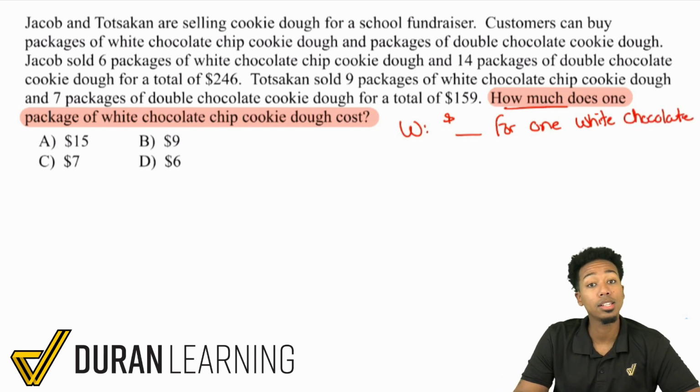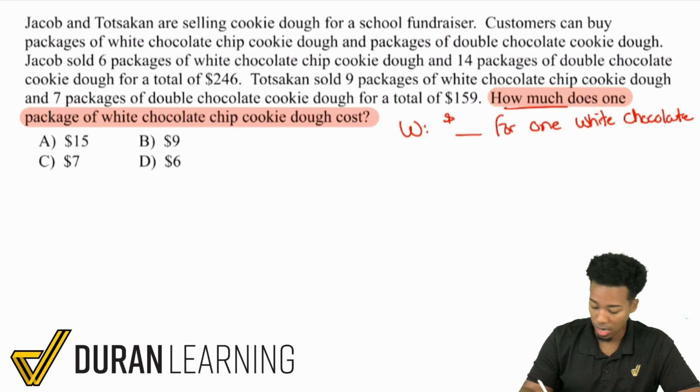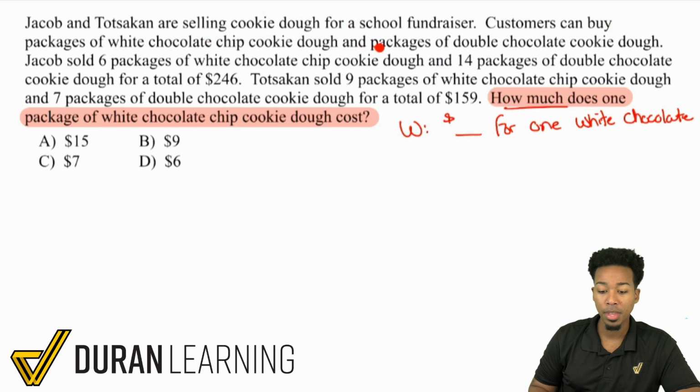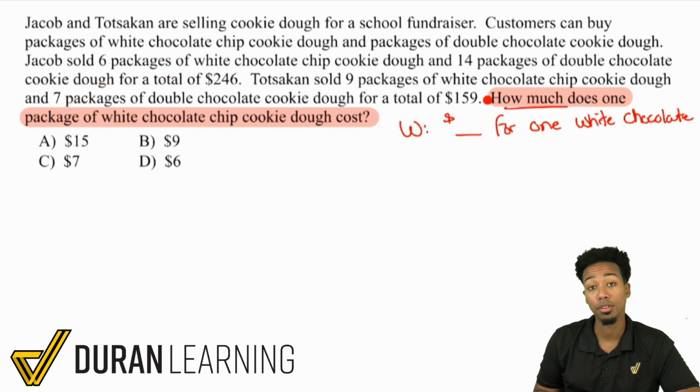Now let's go ahead and take a look at the information that's given to us. This is how we're going to sort through it. Here we go. Jacob and Totsakan are selling cookie dough for a school fundraiser. Customers can buy packages of white chocolate chip cookie dough and packages of double chocolate cookie dough. So Jacob sold 6 packages of white chocolate chip cookie dough and 14 packages of double chocolate cookie dough for a total of $246. Totsakan sold 9 packages of white chocolate chip cookie dough and 7 packages of double chocolate cookie dough for a total of $159.